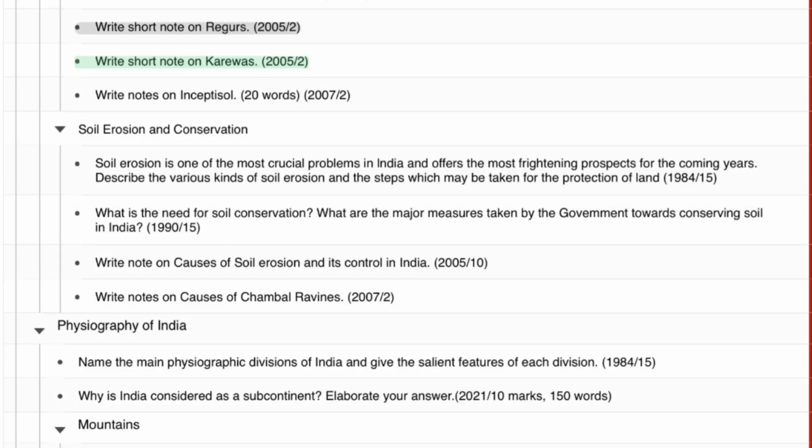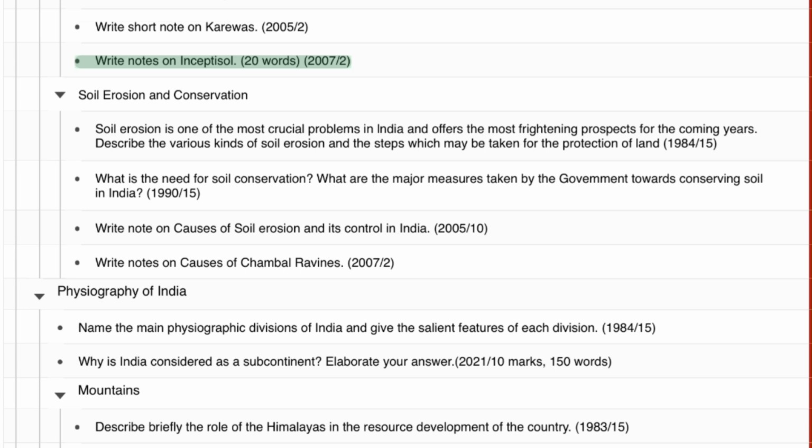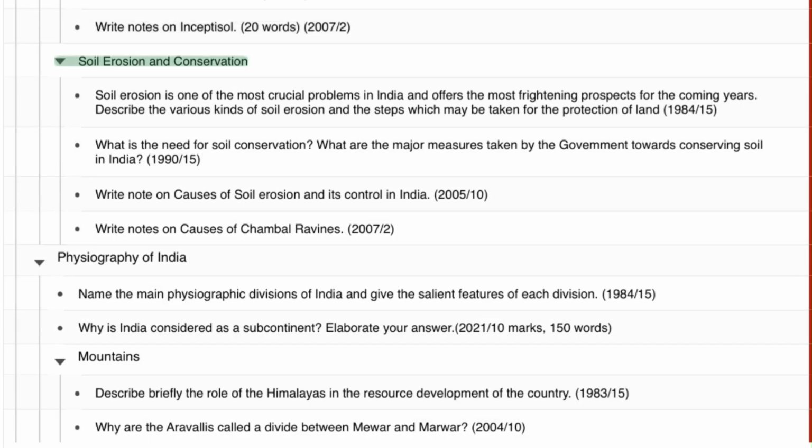2005, 15 marks. Write a short note on Karewas. 2005, 15 marks. Write notes on Inceptisol. 20 words. 2007, 15 marks. Soil erosion and conservation.